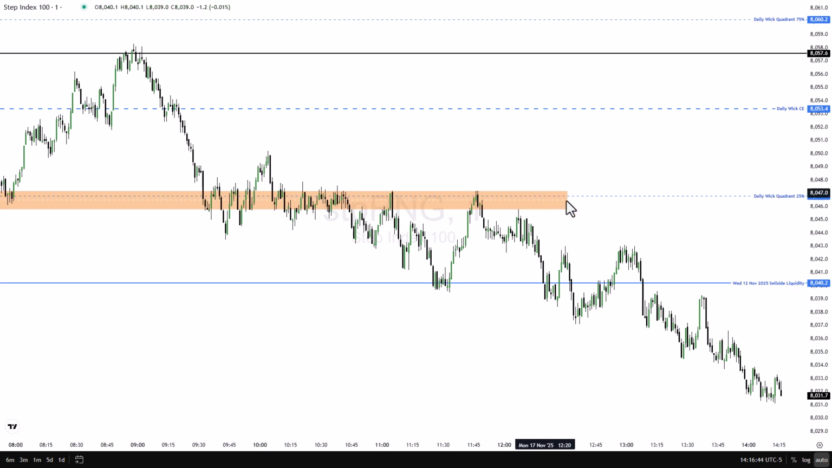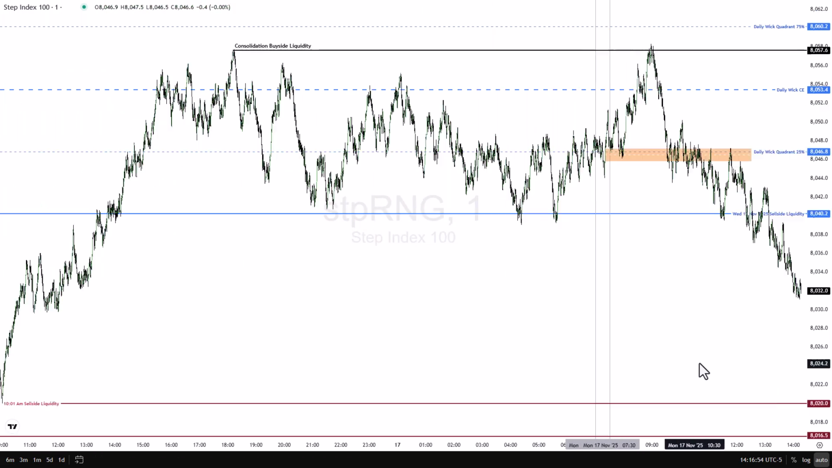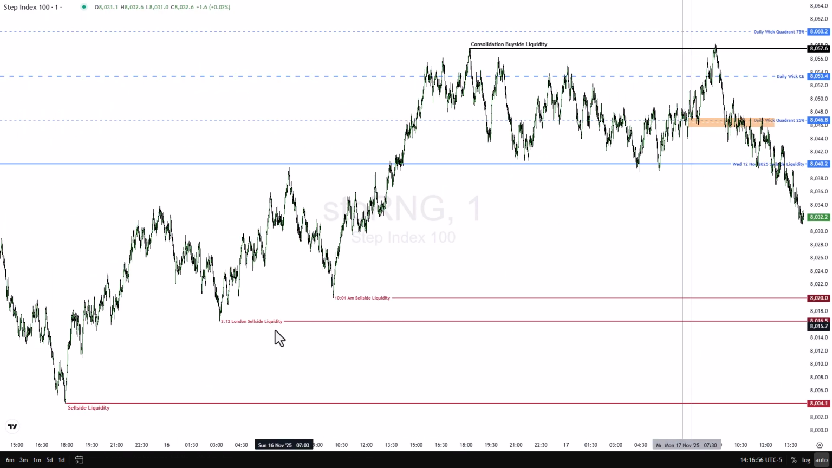If I had a short here after 10 o'clock, where is the sell side liquidity? I just taught you time based liquidity. Let's refer back to the 16th of November. Down here, we have the 10 a.m. sell side liquidity. This is the second round of news of the 16th of November. Look at it moving away. There is the sell side liquidity.